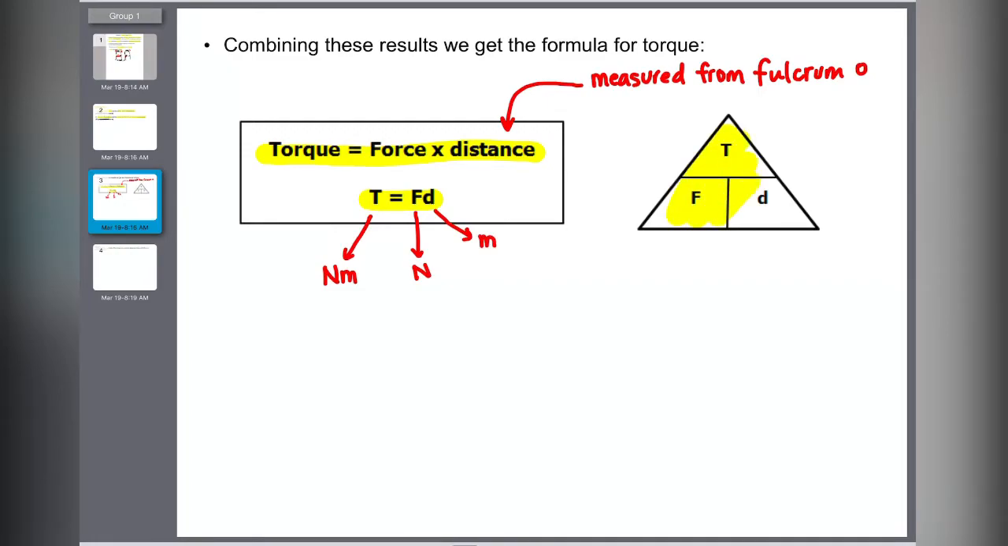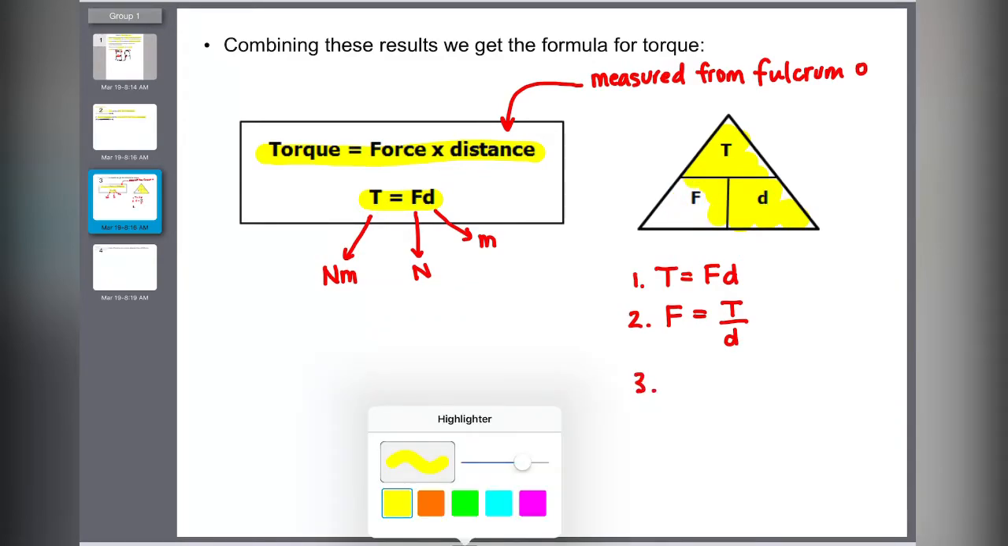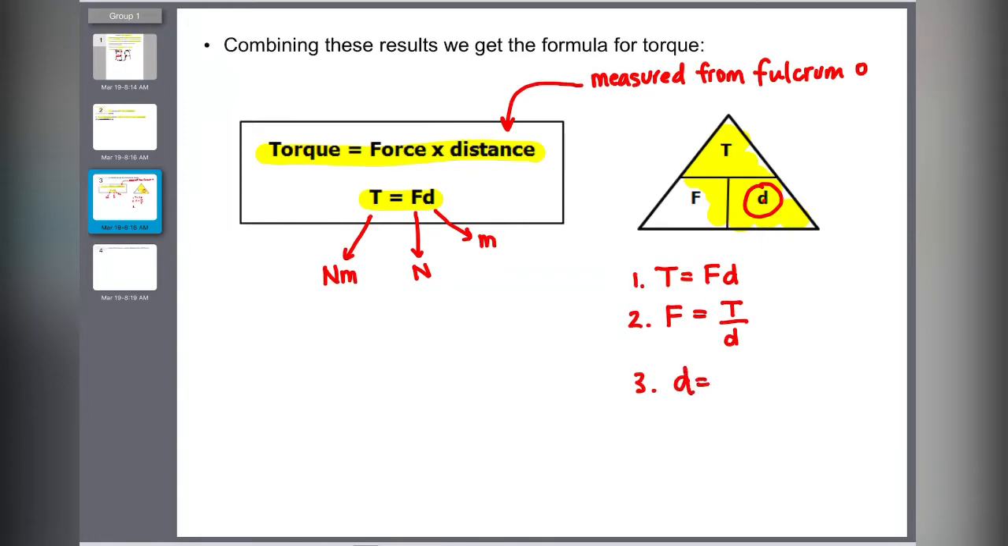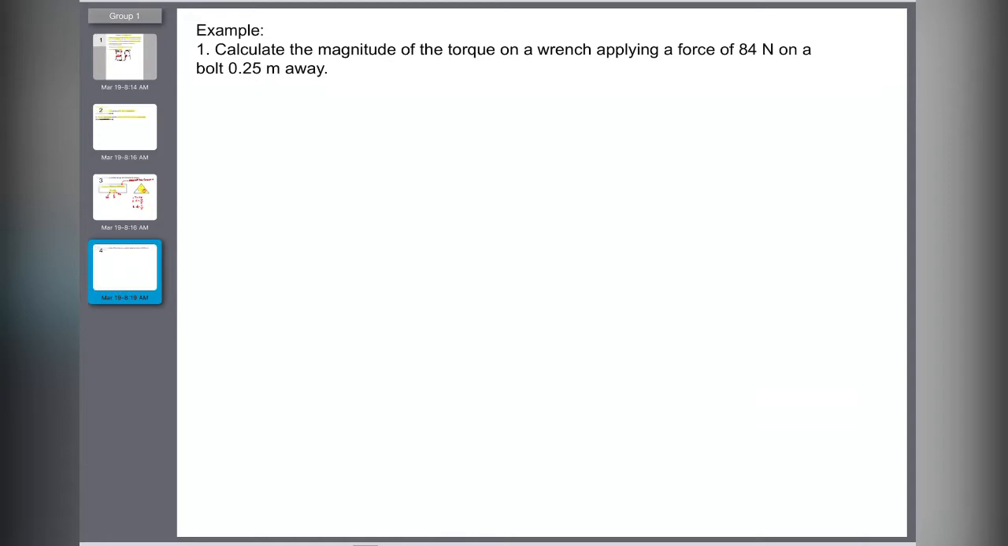And here is the magic triangle for it if you need to use it. So if we were to write out the equation, torque is F times D. If they're asking for F, T is at the top, D is at the bottom, so F equals T divided by D. If I'm asking for D, then D is what I'm solving for. So D equals, take a look at what's left: at the top is T and the bottom is F. So from one equation, you can get the other three. The rest is just being comfortable with solving the equation.